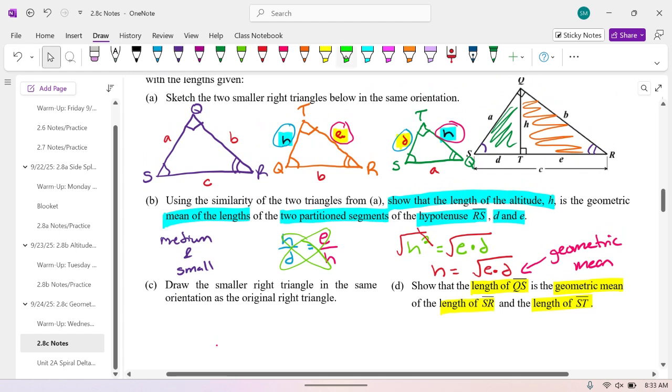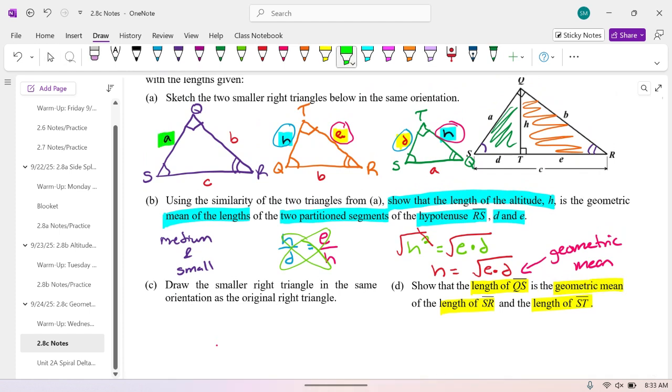Now we're looking at the length of QS on the big triangle, so A, and we want to show that it's the same geometric mean as the length of SR and the length of ST. So ST comes with the smaller triangle. And then we also have an SQ over here too. So we're using the stuff that's highlighted in green. We're doing the same thing that we just did. We're going to make a proportion with the corresponding sides.